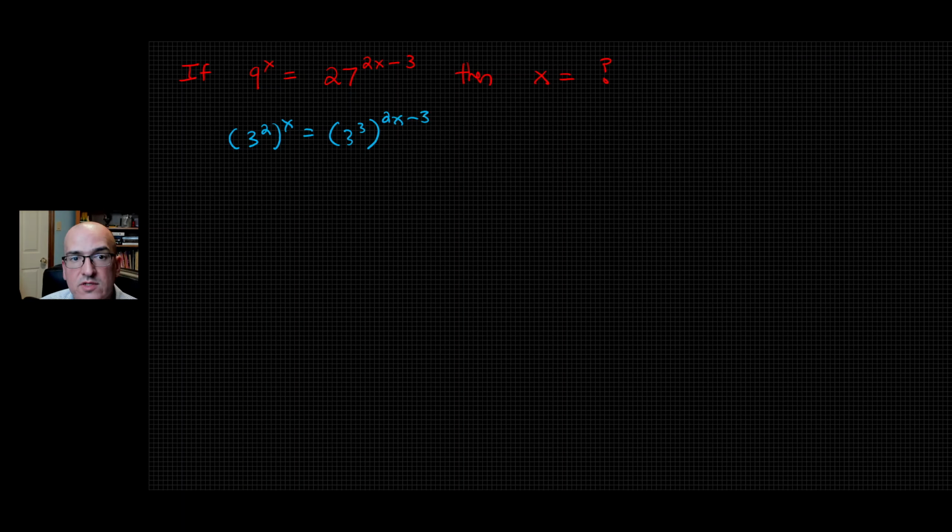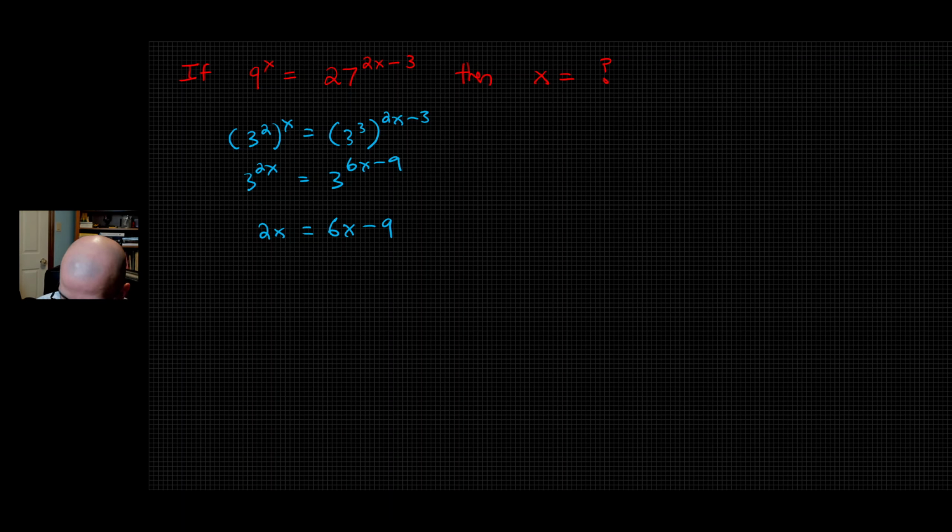And then use the exponent property. If you have a power to a power, the powers multiply. So 3 to the power of 2x is equal to 3 to the power of 6x minus 9, making sure that that 3 gets both pieces upstairs. Now the powers must be equal since the bases are the same.